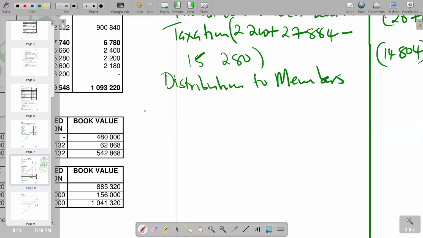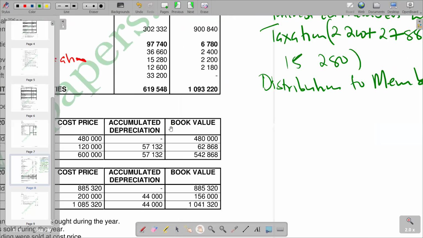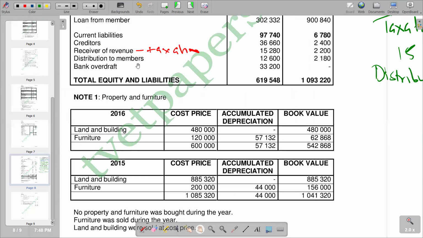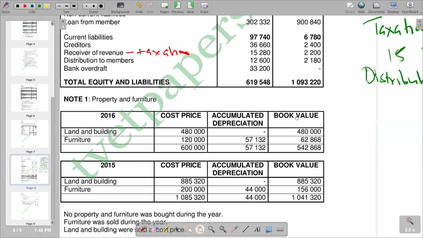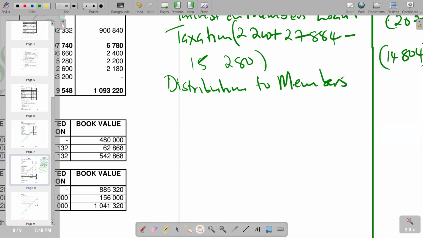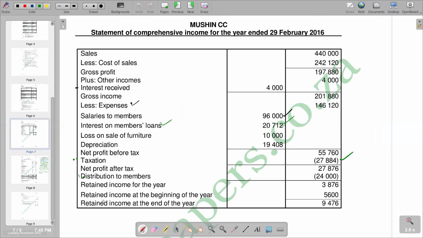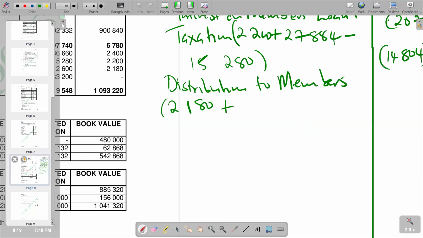Distribution to members. So we are saying balance at the beginning of distribution to members. We are also having the other current liabilities. We do the same thing, opening balance 2,180, in brackets 2,180. Then we add distribution for the period that we are having in the statement of comprehensive income, which is here, which we are having as 24,000. So we go there and we add our 24,000.